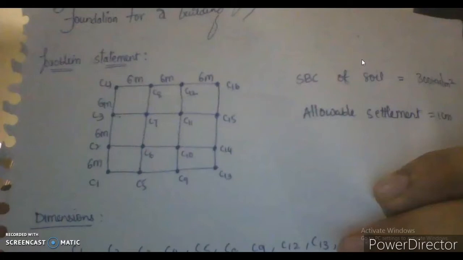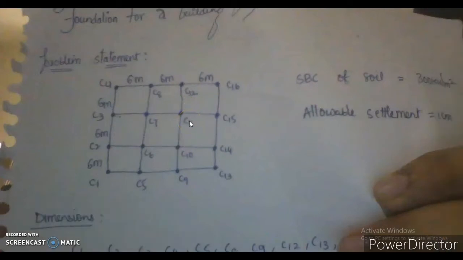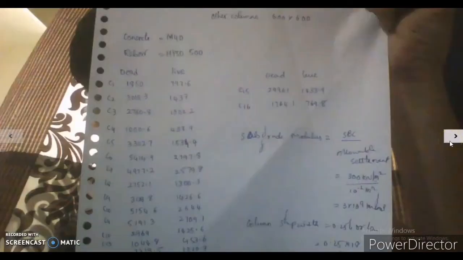And the dimensions are given for the columns. For the 12 outside columns the dimensioning is 500 by 500, whereas for the inner columns, that is C6, C7, C10 and C11, the dimensioning is 600 by 600. It is also given that the materials we need to use are M40 concrete and rebar of HYSD 415, and the dead loads and live loads of each column are given. The subgrade modulus I have calculated as the ratio of safe bearing capacity to allowable settlement.